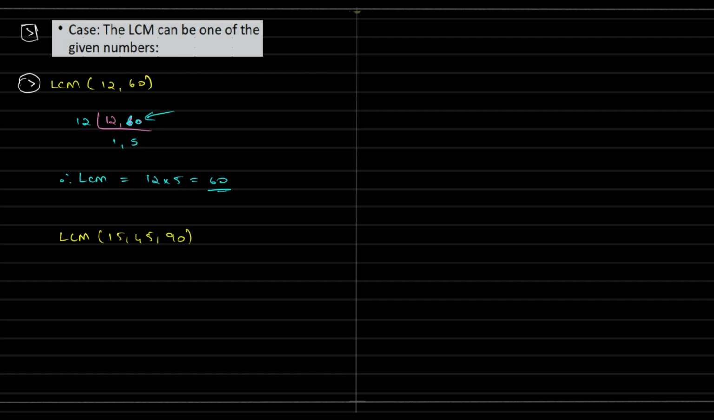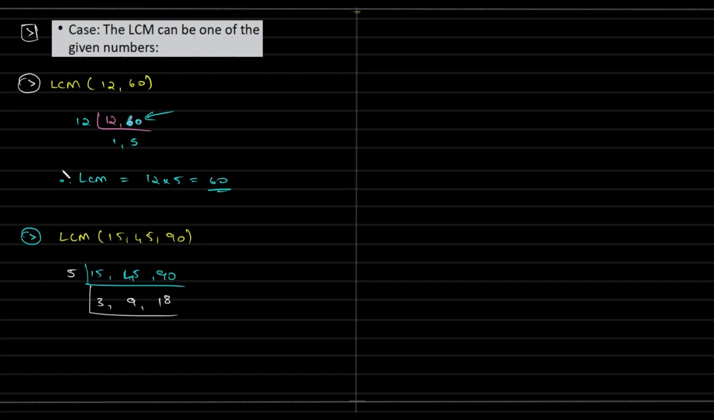Done. The next question is the LCM between 15, 45 and 90. So we have 15, 45 and 90, and the LCM between them, well, we'll start off with 5. So 5 3s are 15, 5 9s are 45, 5 18s are 90. Right? Should we stop over here?